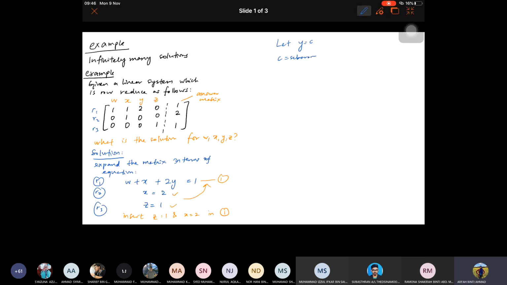Dalam kes ni awak dah dapat Y sama dengan C, X sama dengan 2 dan Z sama dengan 1. So, masukkan dalam W tambah X tambah 2Y sama dengan 1. Awak akan dapat W tambah 2 tambah 2C sama dengan 1. So W akan dapat dia sama dengan berapa?